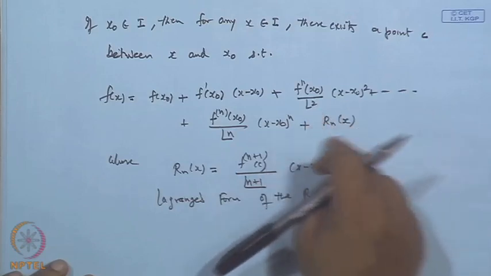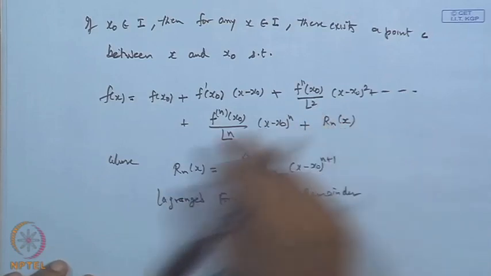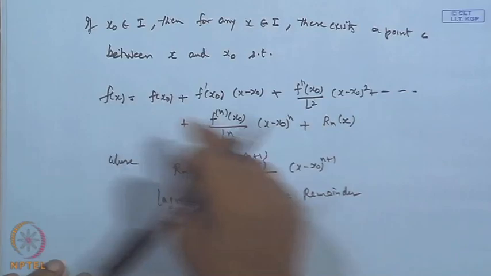Now, in case the remainder R_n goes to 0, then this same expansion is known as the Taylor series expansion for the function f(x). Okay. So, we will discuss the proof of this next time. Thank you very much.